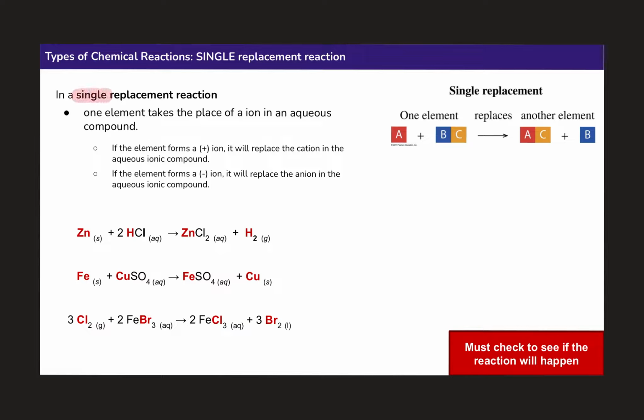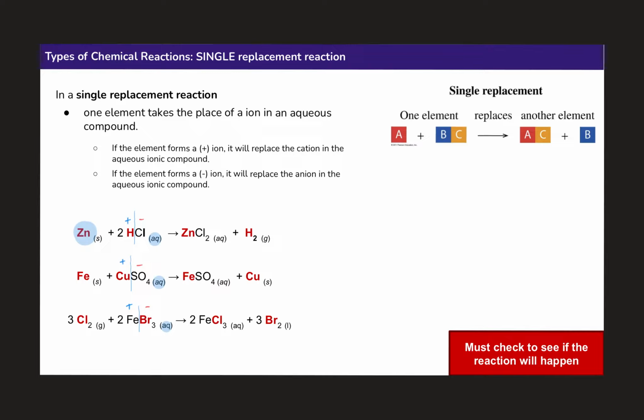In a single replacement reaction, a lone element will take the place of an ion in an aqueous compound. Aqueous ionic compounds have a positive half, called a cation, and a negative half, called an anion. Which half of the ionic compound the element will replace depends on what type of ion that element will form.